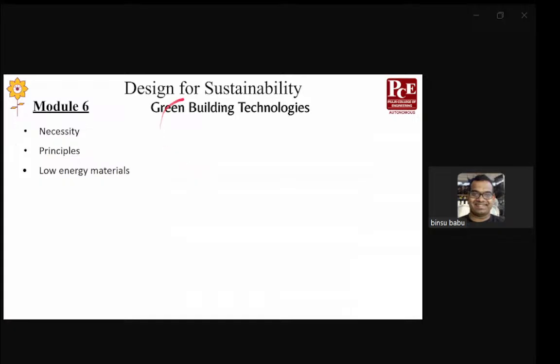Then coming to the last module, here we are going to discuss green building technologies. What are green building technologies? The necessity of green building technologies, how they are built, what the principles are, and how you can use low energy materials in them. So these are the six modules that you have in Design for Sustainability.